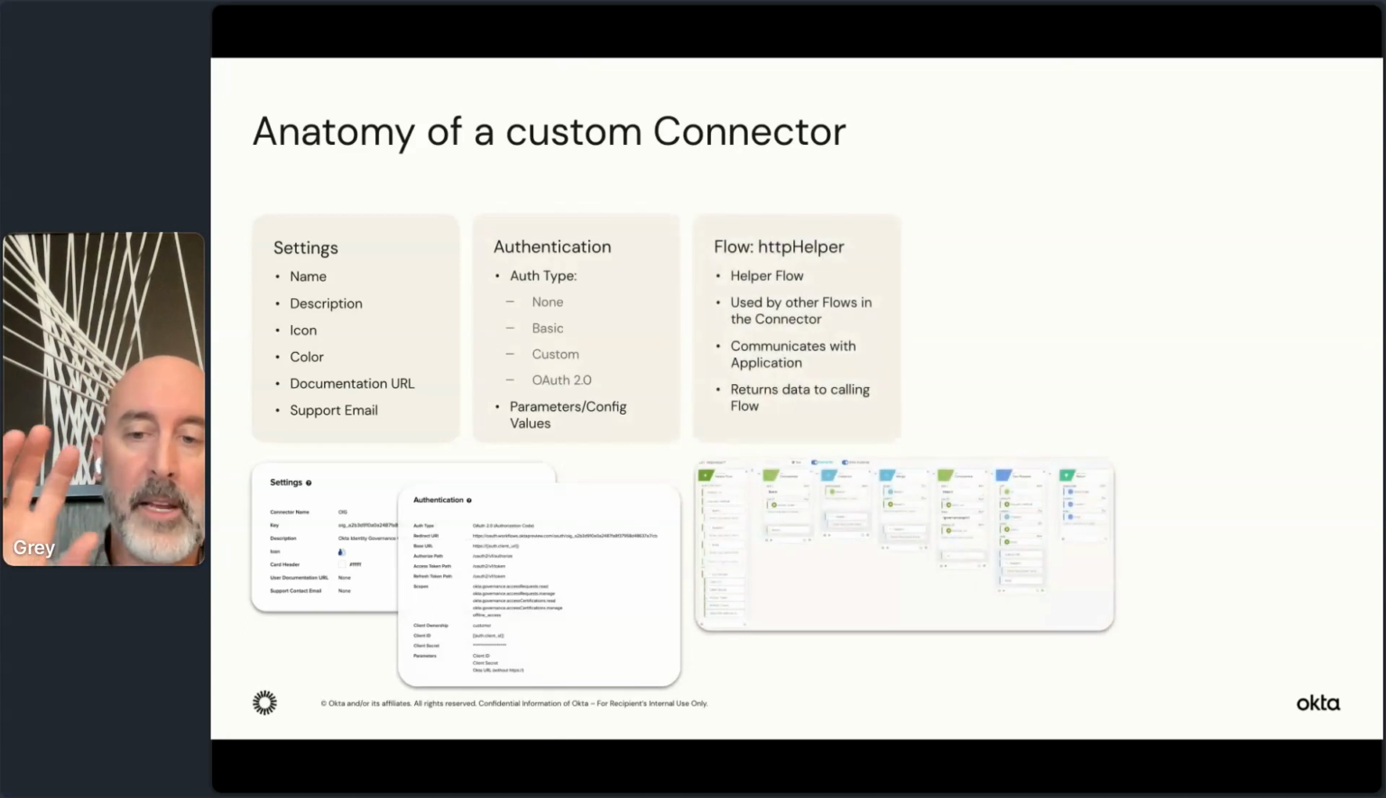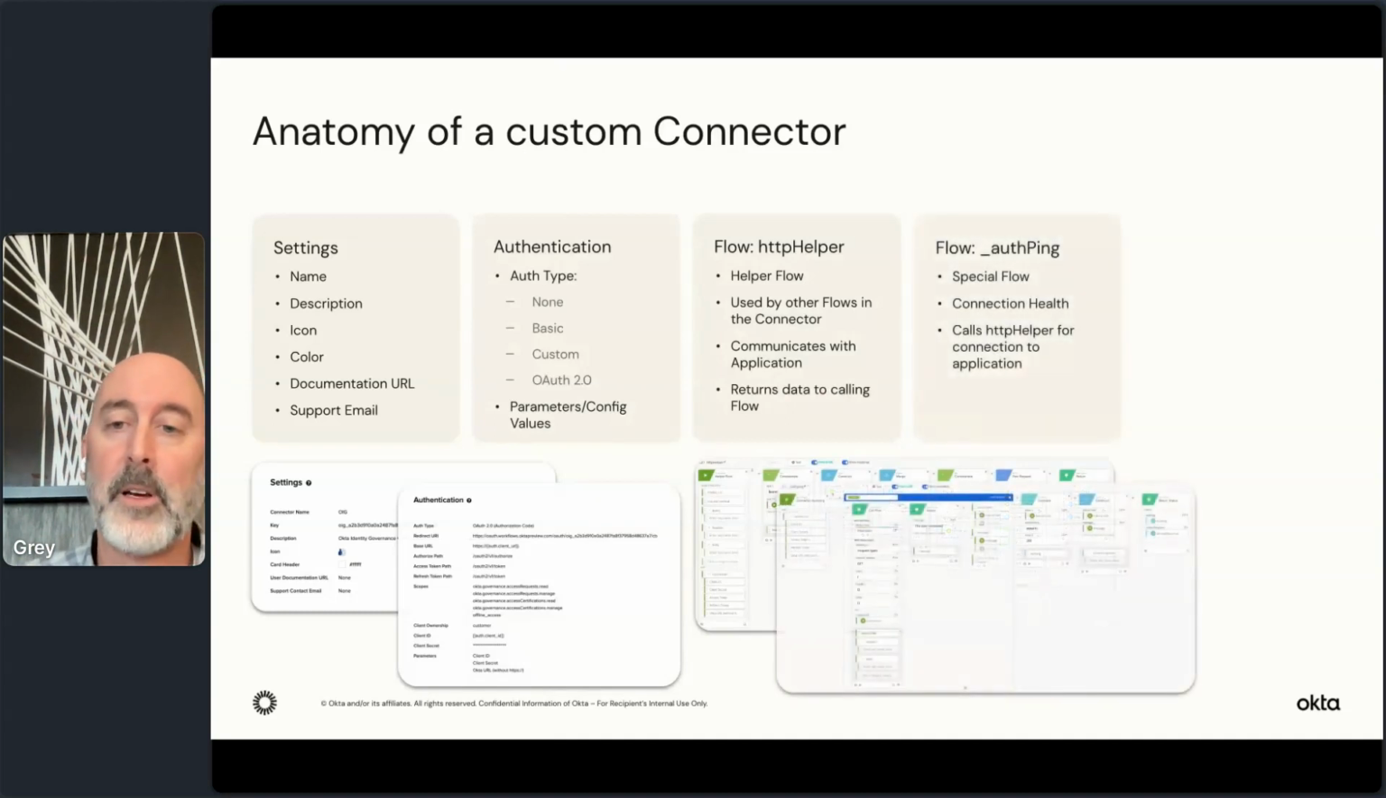And then the basic building blocks within the connector itself: we'd start off with a helper flow called an HTTP helper flow. This essentially takes the authentication and whatever else needs to be passed in to make a connection to the remote endpoint, an API on a remote resource. And just like with Okta Workflows, this is a typical helper flow that other flows will be able to call. This would be confined to the connector itself, but we'll see this is essentially used in every other flow that we're going to be creating here.